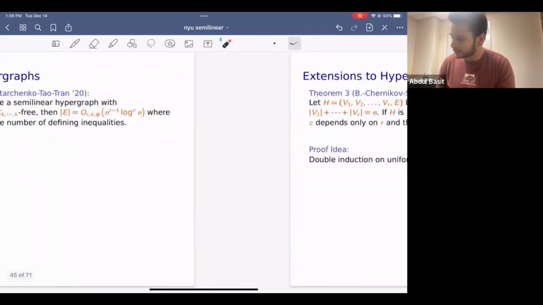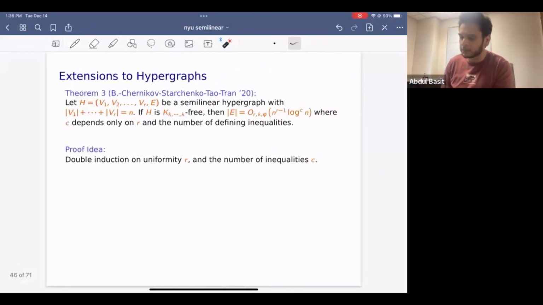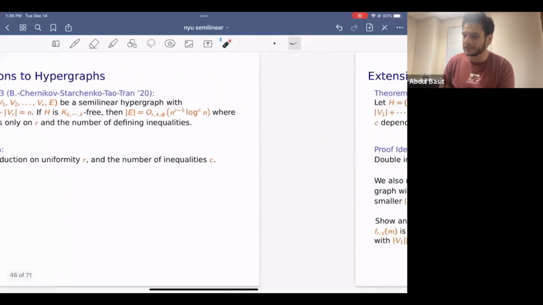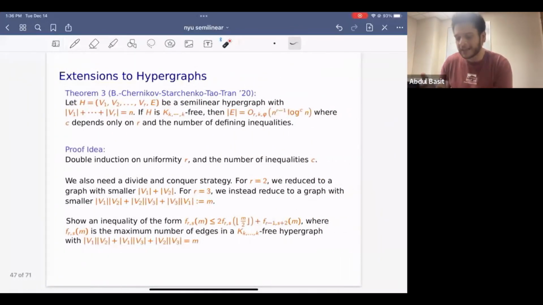And what can we say? Maybe a little bit about the proof. Again, it's an induction, but now it's a double induction on the uniformity and the number of inequalities. So again, we have this divide and conquer strategy. Remember, for r equals 2, for graphs, I reduced to a graph that has smaller v1 plus v2. On the left, v1 plus v2 was less than half times n. On the right, it was also at most half times n.